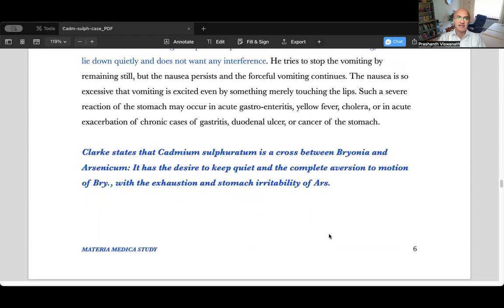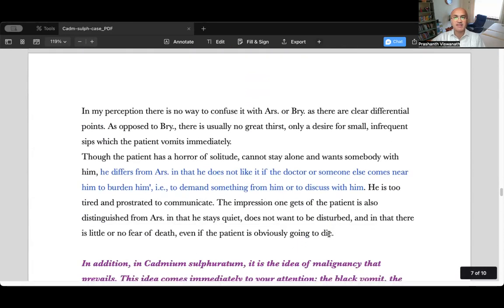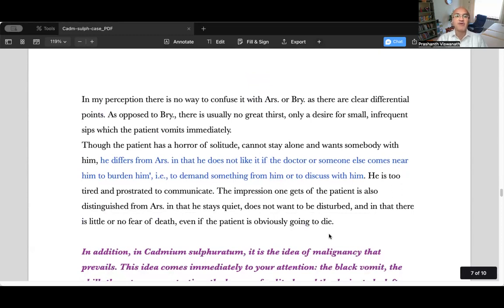Clark states that cadmium sulfuricum is a cross between bryonia and arsenicum. It has the desire to keep quiet and the complete aversion to motion of bryonia with the exhaustion and stomach irritability of arsenic. What he says further is that it is very difficult to confound all these 3 remedies because cadmium sulfuricum, even though it resembles arsenic and bryonia, doesn't have the excessive thirst of bryonia. It just wants to take a few sips, even those are vomited. It wants to lie down quiet. It doesn't want to move like bryonia.